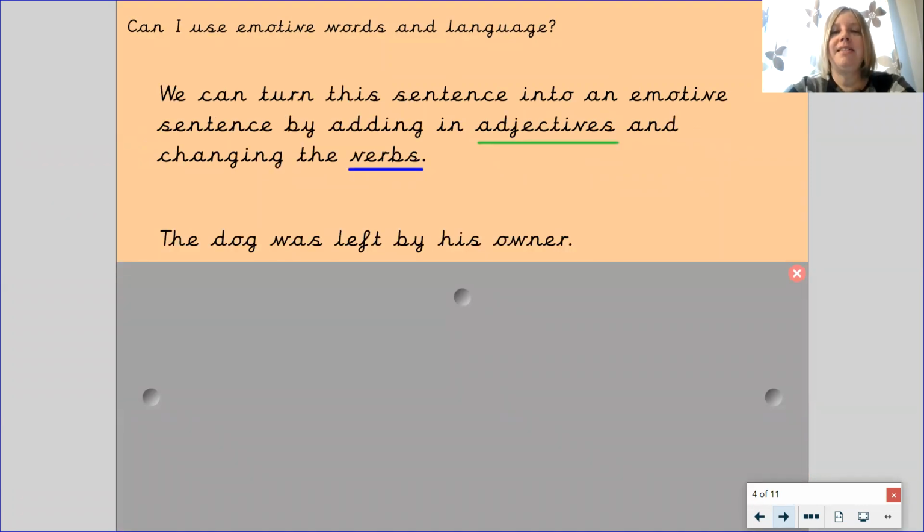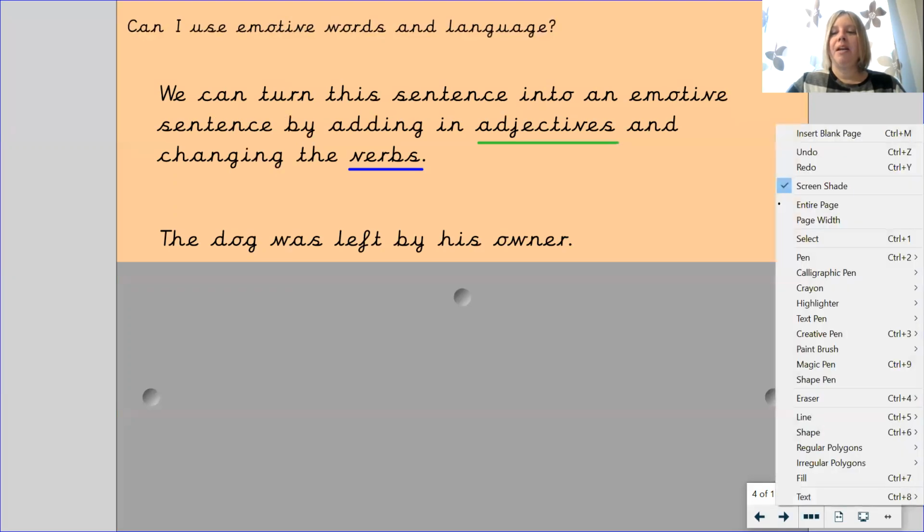We can turn this sentence into an emotive sentence by adding in adjectives and changing the verbs. I'd like you to get your whiteboards or a piece of paper so that you can have a go at doing this. Pause the video while you go and get your whiteboard or piece of paper. Let's have a look at our sentence. Our sentence says, the dog was left by his owner. And we are going to try and make this sentence more emotive.